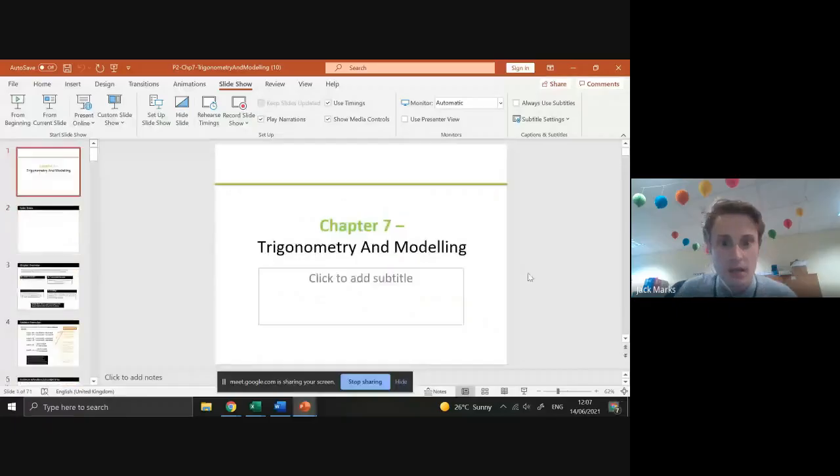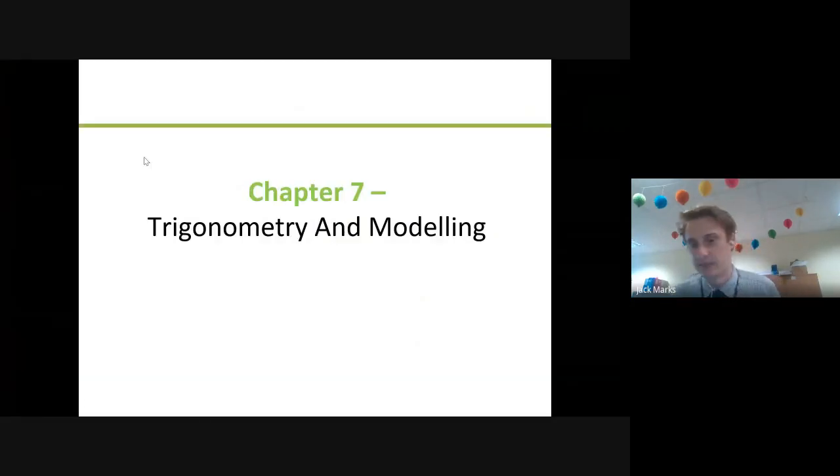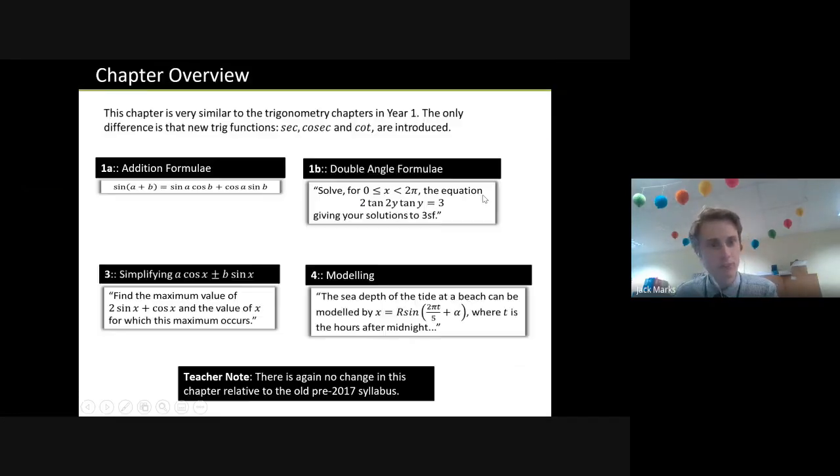Okay, welcome to the first lesson, which is going to be about chapter 7 of Pure, called Trigonometry and Modelling. This is the first chapter, maybe not the first, but probably the first chapter I would say that's really quite difficult of Year 13 Pure. Things are starting to get a fair bit more difficult here, and you will need to revisit things and do lots of questions and all that sort of stuff, okay?